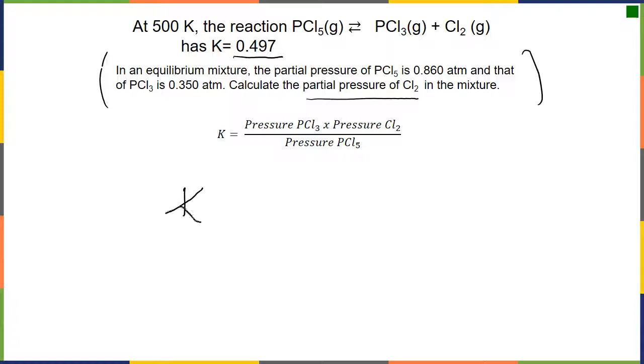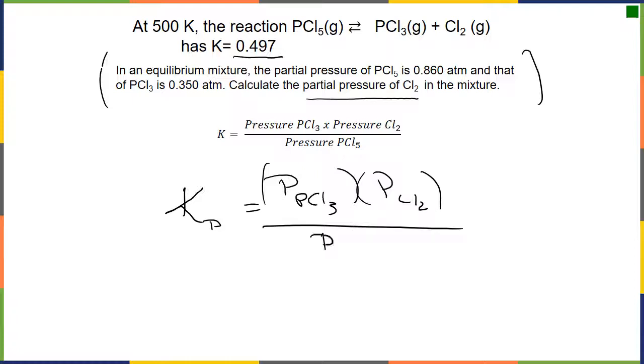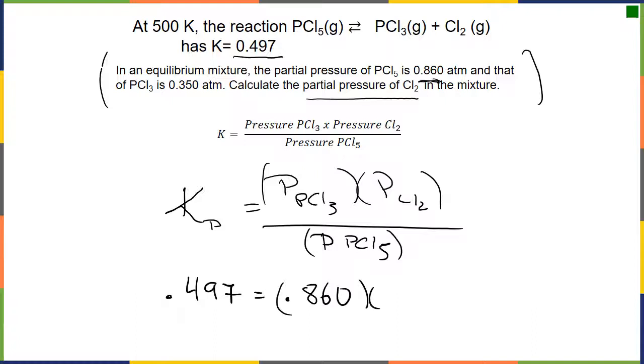We know that K, and this is going to be a K sub P because these are pressures, is going to equal the pressure of PCl3, one of the products, multiplied by the pressure of chlorine, divided by the pressure of PCl5. We're given the K value equal to 0.497, and that's going to be equal to the pressure of PCl5, which is 0.860, multiplied by the pressure of chlorine, which is what we're solving for, divided by the pressure of PCl3, which is 0.350.